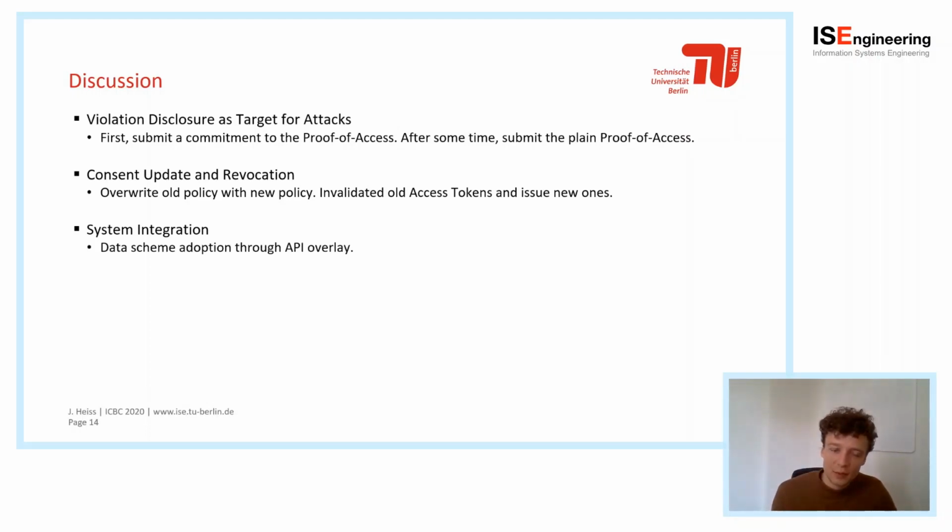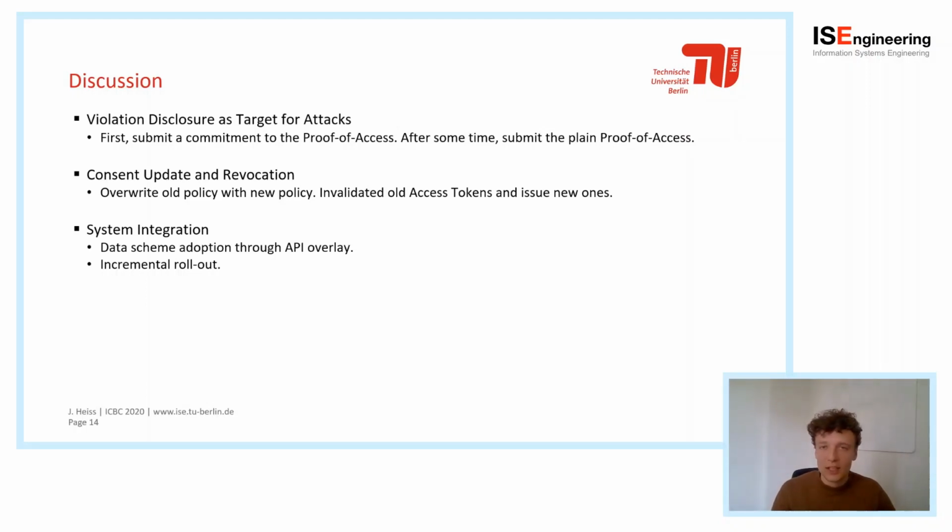The first thing here is we have a quite straightforward data scheme that mainly is represented as a key value structure. And this data scheme lends itself to be adapted through a simple API overlay. So just overlaying this key value structure over the existing data structure is actually a straightforward approach. And also we have to consider that a service provider probably has already consent policies registered. How to now integrate our system?